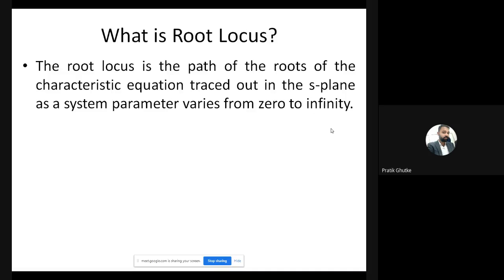So what is the root locus? You already know what root locus actually means. Root locus is a technique to determine the stability of any system by seeing its pole zero mapping. Root locus is the path of the roots of the characteristic equation when traced out in the S plane as the parameter varies from 0 to infinity. This is the actual definition of root locus.